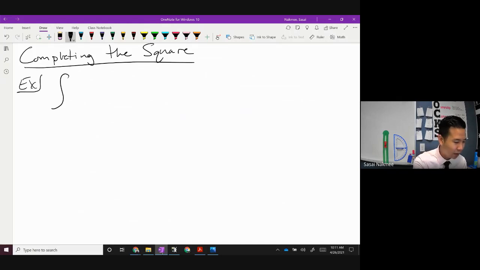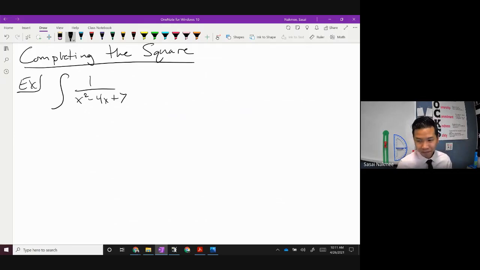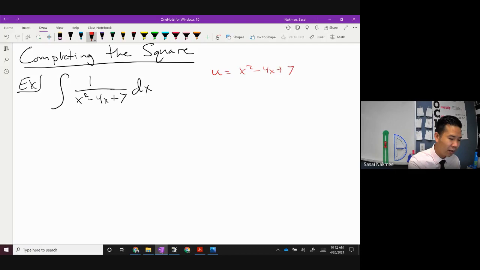If I have here the integral of 1 over x squared minus 4x plus 7 dx, you can't do u substitution with this. Watch, if we let u equal x squared minus 4x plus 7, I end up with du equal to 2x minus 4 dx.